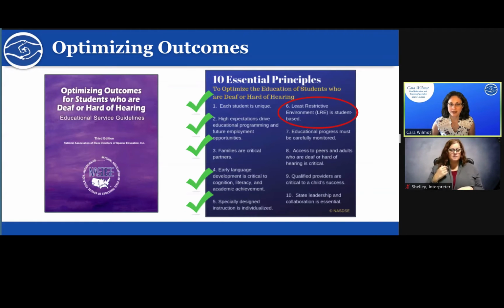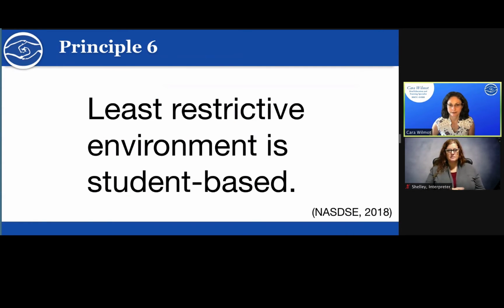We've discussed the first 5 principles of the Optimizing Outcomes Guidelines. Links to the recordings can be found on the RMTC-DHH website and in the Optimizing Outcomes live binder. This month, we will be discussing the 6th principle. Least restrictive environment is student-based.